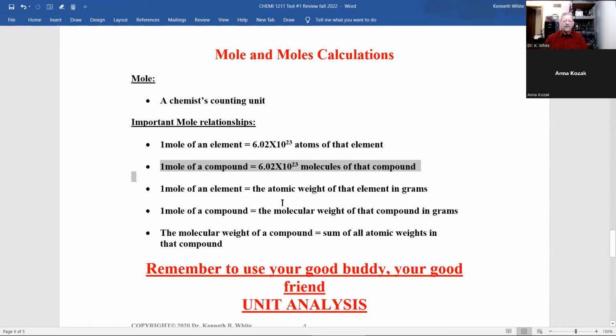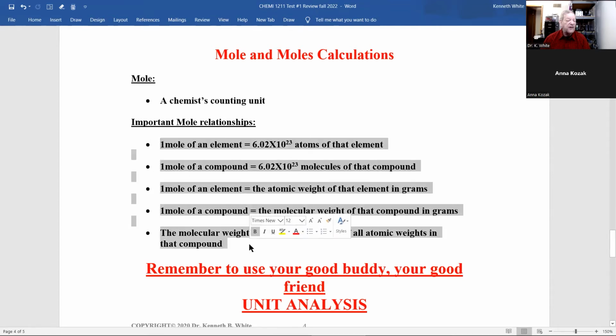Now, don't forget, 1 mole of an element equals the molecular weight of that element in grams, and the molecular weight of a compound is the sum of all atomic weights. And this you will all be given in important information, test number 1. Look in the folder of Blackboard to see what you actually will be given. But when you take test number 1 at the testing center next week, if you look at the last 2 pages, you will see important information. And things like I just showed you will be there to help you.